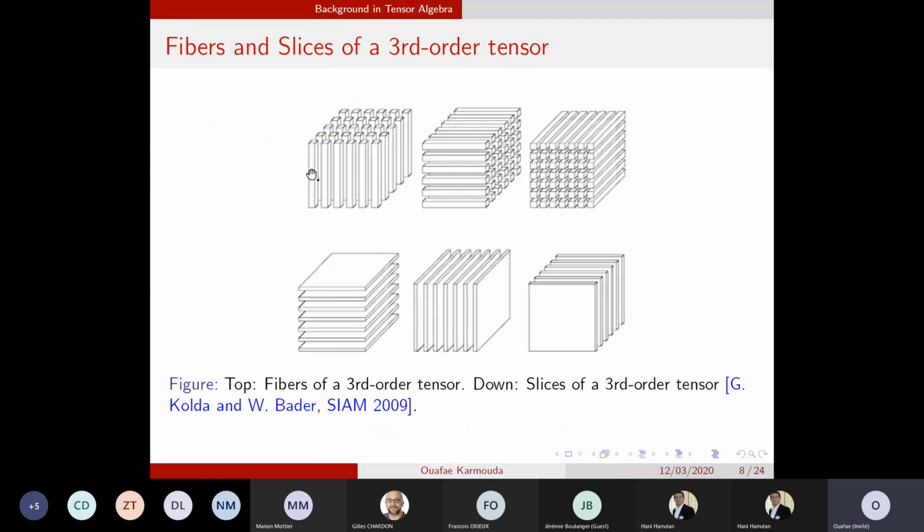Let's talk now about fibers and slices of a tensor. A fiber is just a higher-order generalization of matrix columns and matrix rows for a tensor. For example, for a third-order tensor, we can talk about column fibers, row fibers, and tube fibers. Slices are obtained by fixing all the dimensions except two. For a third-order tensor, if we fix the first dimension, we get the horizontal slices. If we fix the second dimension, we get the lateral slices. And if we fix the third dimension, we get the frontal slices.